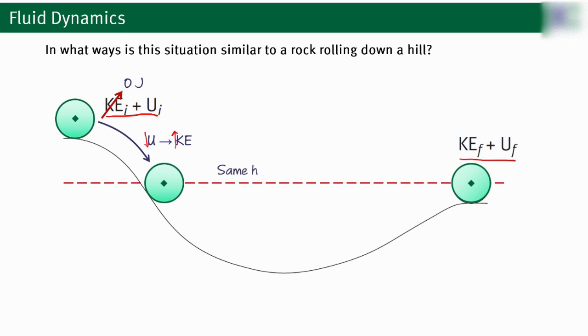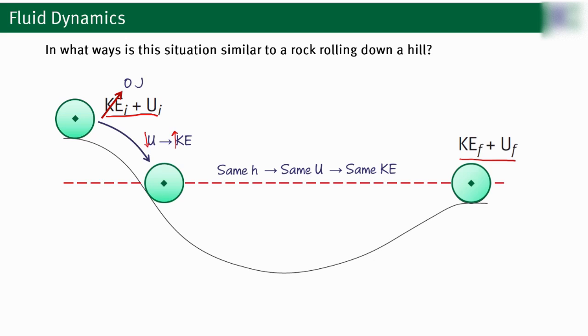Because the rock is at the same height as its final position, it must have the same potential energy as in its final position. And the rock's total energy at all points is constant. So if the rock's total energy right now is equal to its final total energy, and if the rock's potential energy right now is equal to its final potential energy, its kinetic energy right now has to be equal to its final kinetic energy as well. But there's another way of thinking about this that's a little bit more qualitative.